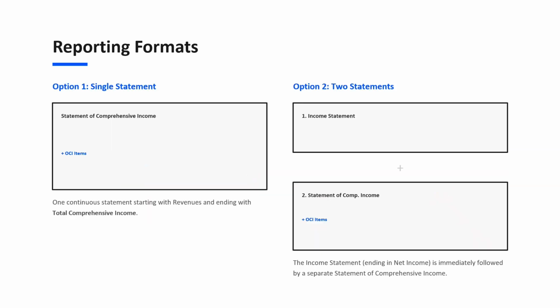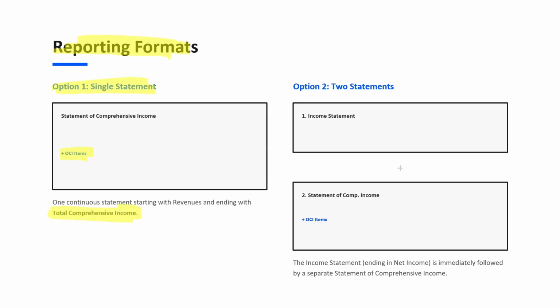Okay, so we covered the reclassification adjustments. Now let's go over how we can report them. This one is very straightforward. We have two options. The first option is the single statement. We have one continuous statement. It starts from the revenues, and then we add the other comprehensive income items. Then in the end, we reach the total comprehensive income.